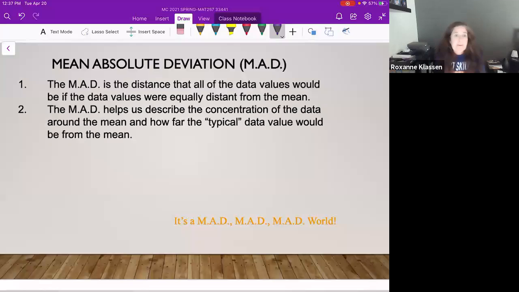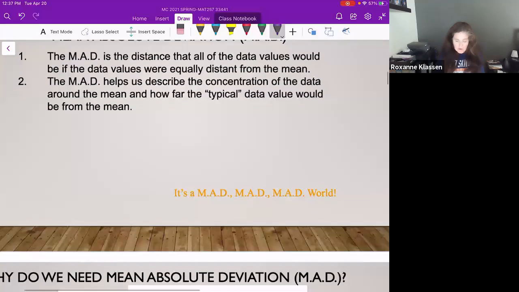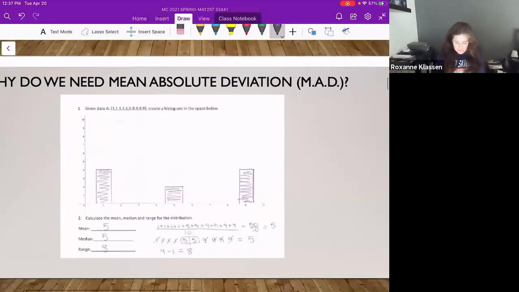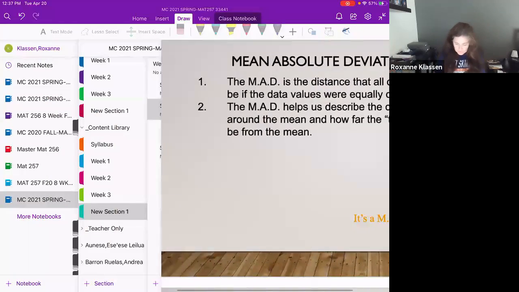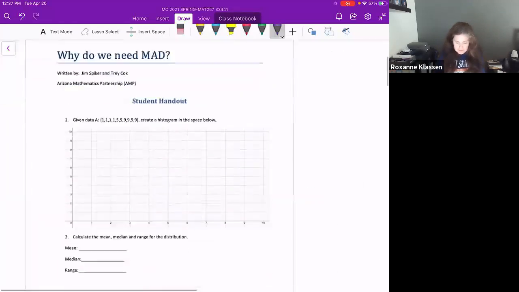Okay. MAD. Does everybody have their MAD packet? Why do we need MAD? MAD helps us to describe how concentrated the data is around the mean, how far a typical data value is from the mean. So I'm going to go to our MAD packet. Looks like this.